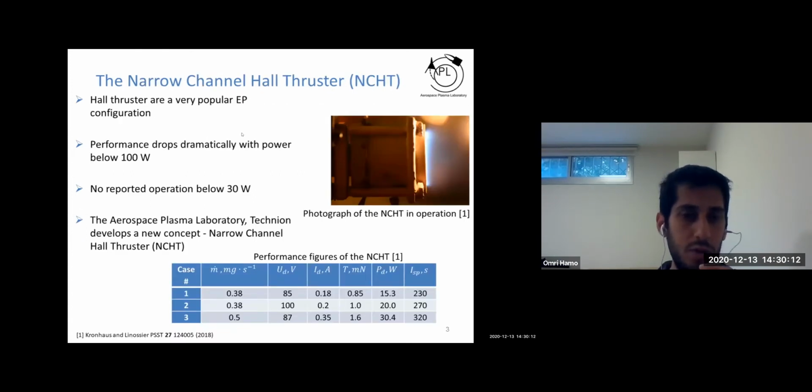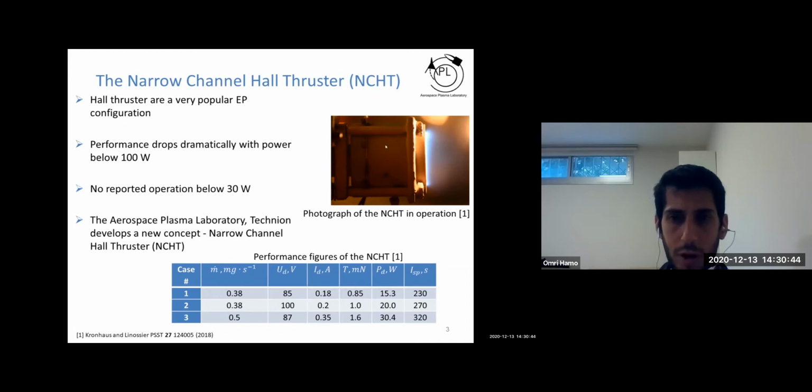Ideally, we would like to use popular EP configurations such as the Hall thruster, which is very mature and has a long heritage of use in space. However, the performance drops dramatically for Hall thrusters with power below 100 watts, and there is no reported operation below 30 watts. So the Aerospace Plasma Laboratory at the Technion develops a new concept called the narrow channel Hall thruster, or NCHT in short.